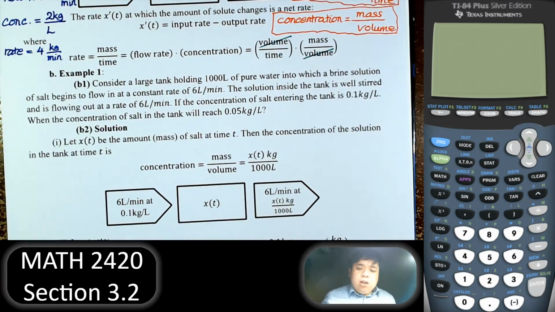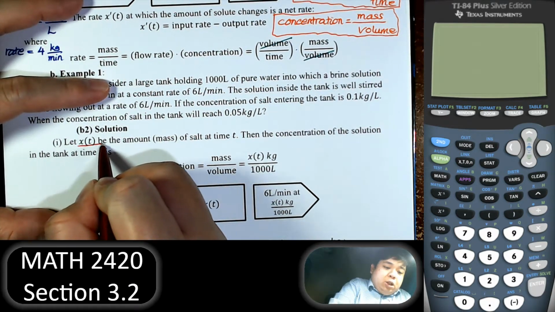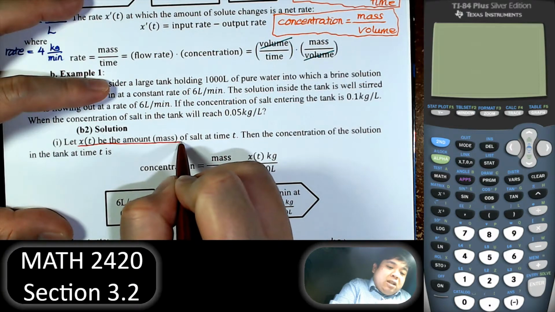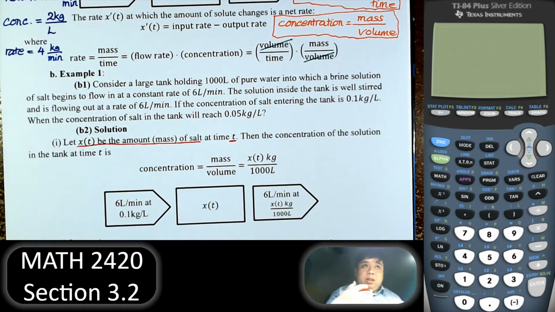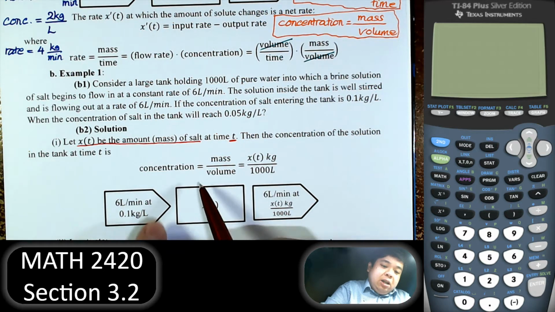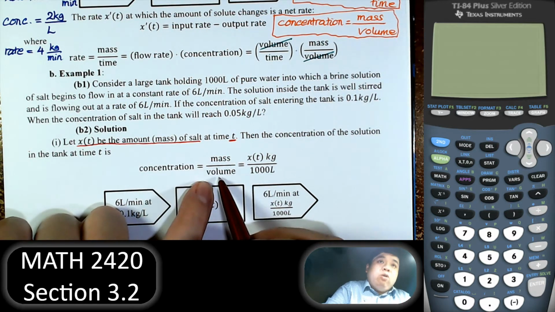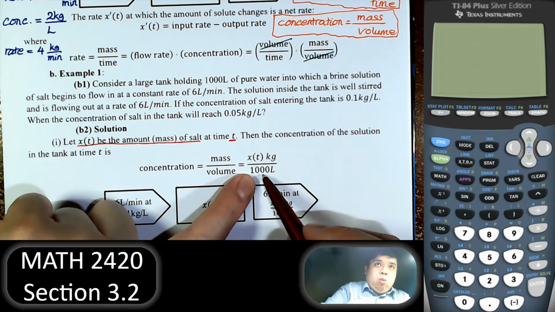Right. For this mixing problem, the first thing is always to let something be the amount or the mass of salt at time t. So x is the dependent variable on t. The concentration of solution in the tank at time t is the mass over the volume, 1,000 liters.